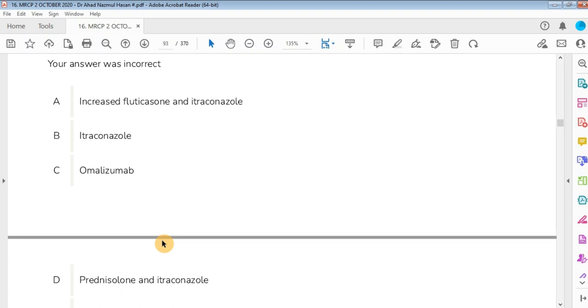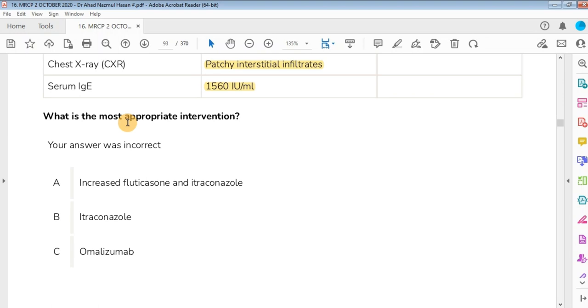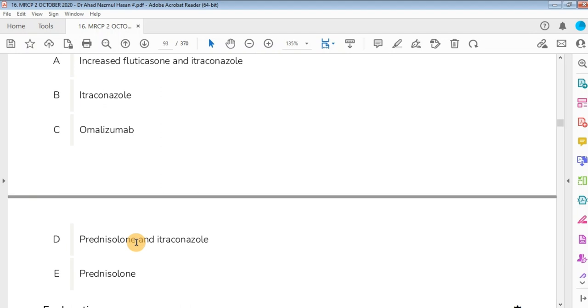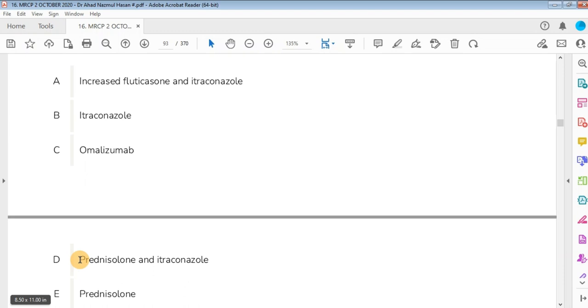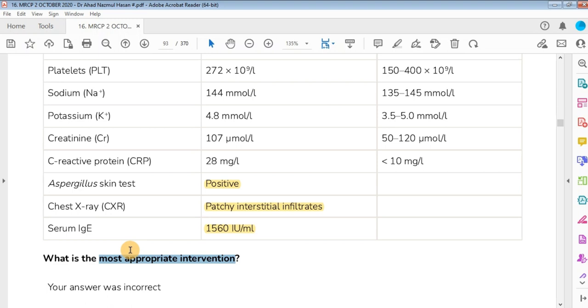So what is the first line choice of drug for ABPA? They have asked regarding the most appropriate intervention, not the first line intervention. So the most appropriate intervention should be a combination of both oral prednisolone and oral antifungal, itraconazole. And if the patient does not respond to this prednisolone itraconazole therapy, then we can move on to omalizumab, since omalizumab is the choice of treatment in case of severe asthma with significant elevation of IgE.